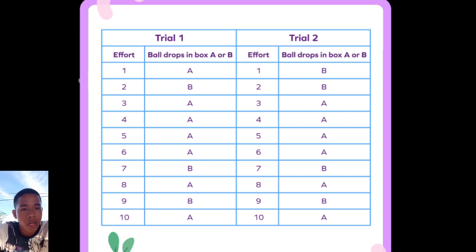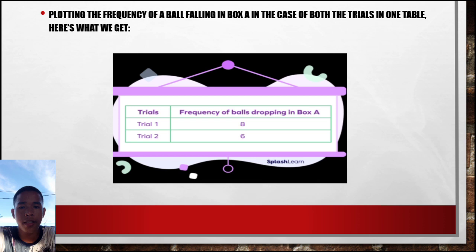As the situation said, he takes some rest and then repeats the task with the remaining 10 balls. So in trial 2, his first attempt, the ball drops in box B. Second attempt, box B. Third attempt, box A. Fourth attempt, box A. Fifth attempt, box A. Sixth attempt, box A. Seventh attempt, box B. Eighth attempt, box A. Ninth attempt, box B. 10th attempt, box A.